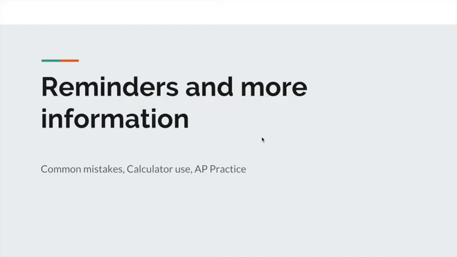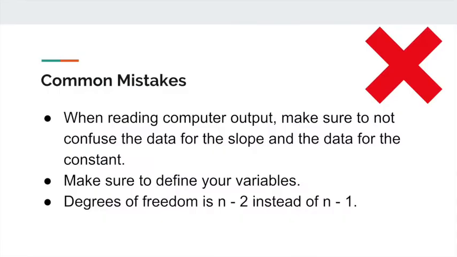Next, we'll be going over some common mistakes and errors. First, when reading your computer output, make sure to not confuse your data for the slope and your data for the constant. Make sure to always define your variables, and make sure that your degrees of freedom is n-2 instead of n-1.